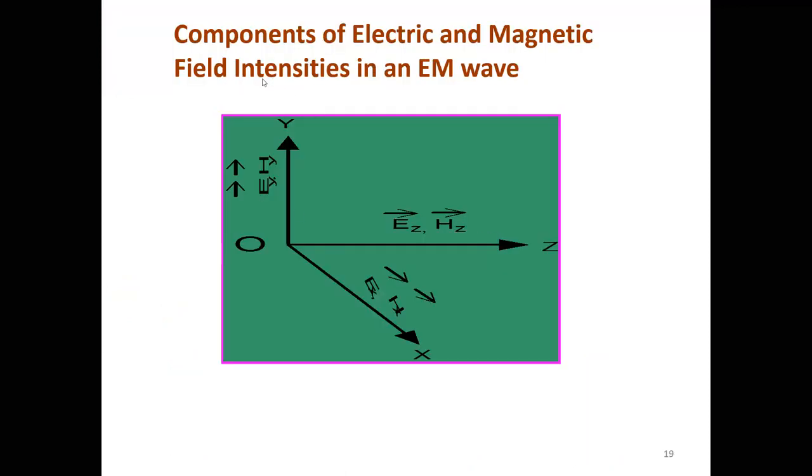Components of electric and magnetic field intensities in an EM wave. That is X, Y, Z. Ex, Hx, Ey, Hy, Ez, Hz. So what are these? These are the components of electric and magnetic field intensities. This is the electric field component on the x-axis, and Hx is the magnetic field component on the x-axis. And that is the electric and magnetic field component on the y-axis, and on the z-axis. Okay, these are the components.